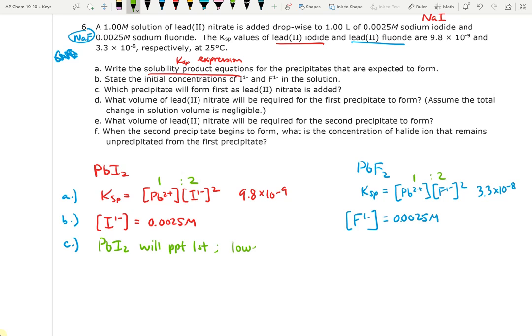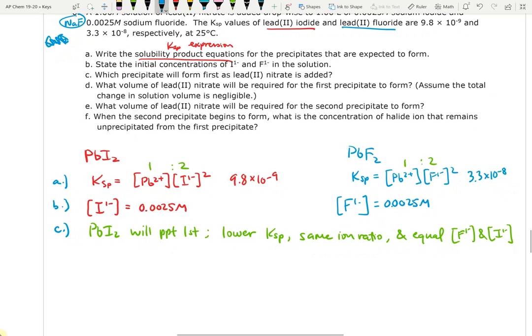It doesn't ask us for a reason, but we should say so. Lower KSP, then lead fluoride. Same ion ratio in our salts, which makes it fair to compare them that way. And equal concentrations of fluoride and iodide. So those are all evidence that tell me that these are very apples-to-apples comparisons. We can really put these 2 salts head-to-head against each other and compare them a little bit more evenly than is often the case, because they're so similar.